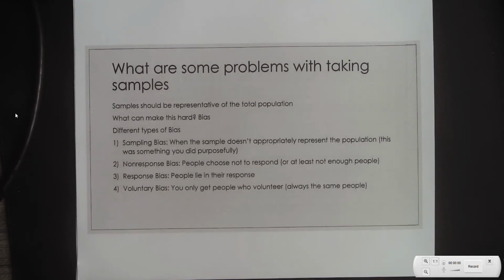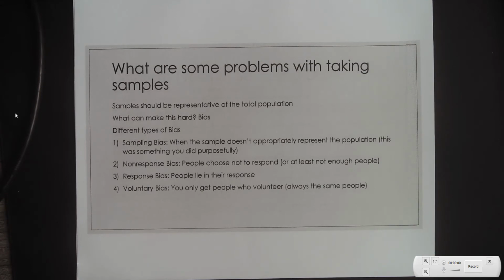What are some problems with taking samples? Samples should be representative of the total population. What can make this hard? Bias. Bias is that thing that they try to weed out when you're trying to go into jury duty. That's why they ask you questions, to get rid of bias. It's basically having some kind of predetermined or predisposed notion against what you're doing.